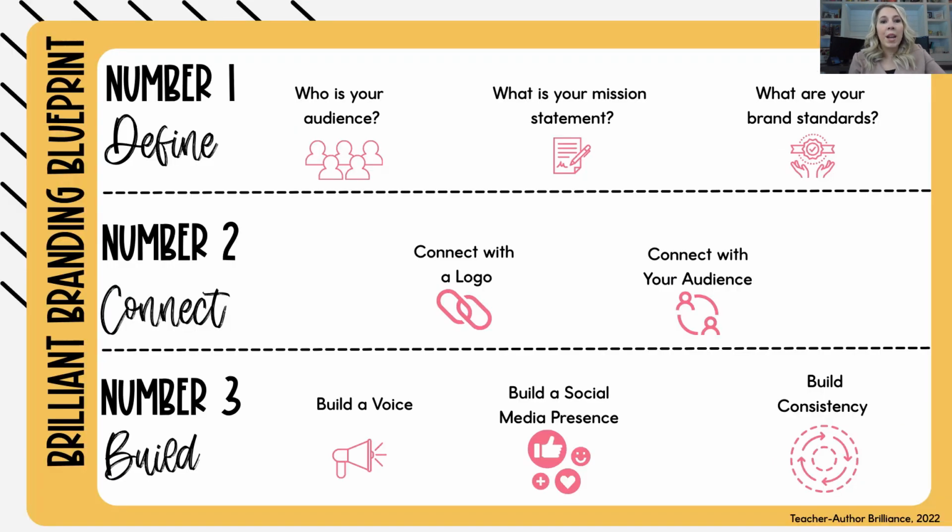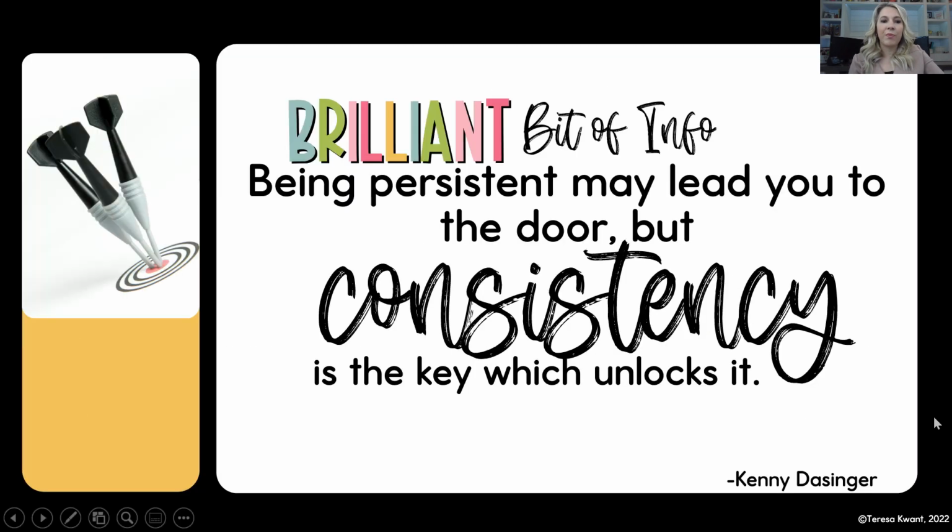Now, looking at our brilliant branding blueprint, you can see we're on the building a social media presence and building consistency part of our framework. We are going to take everything we've learned from the other branding lessons and tie them into how you can use those steps to build a social media presence and build consistency within your brand. Here's some brilliant bit of info. Being persistent may lead you to the door, but consistency is the key which unlocks it. And if you can become consistent in your brand, you're going to have an audience that trusts you and that comes back to you time and time again.